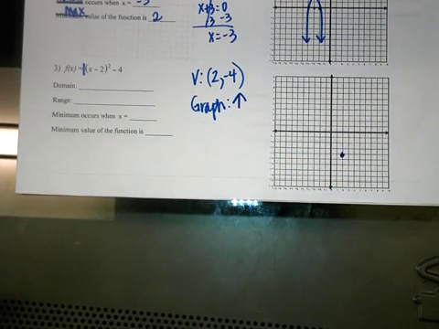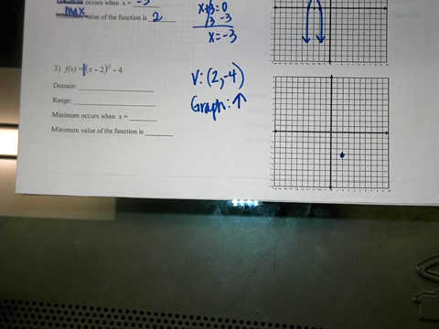Now, my next question is, will this parabola be normal, wide, or narrow? I'm going to pull a stick. Normal, wide, or narrow, and how do you know? Okay? And Chloe.